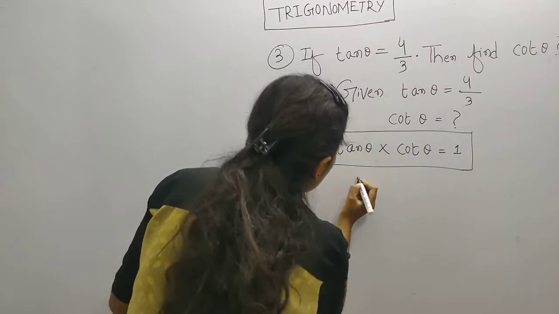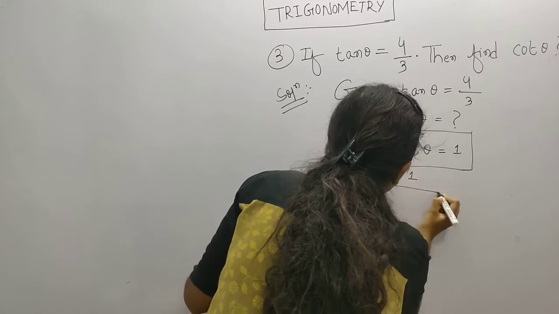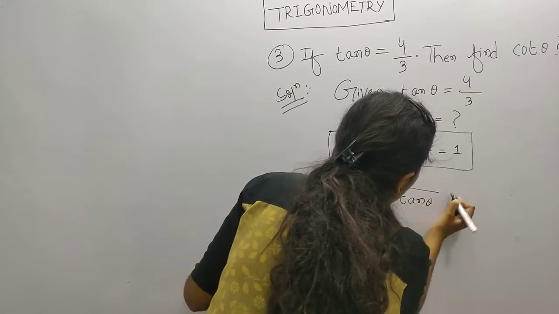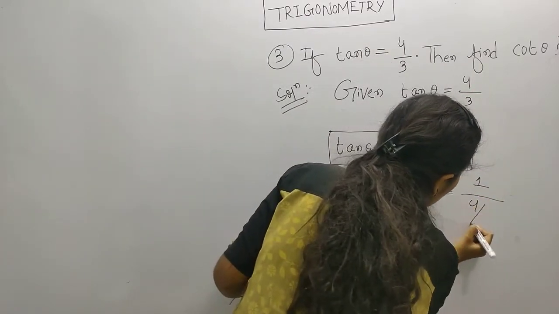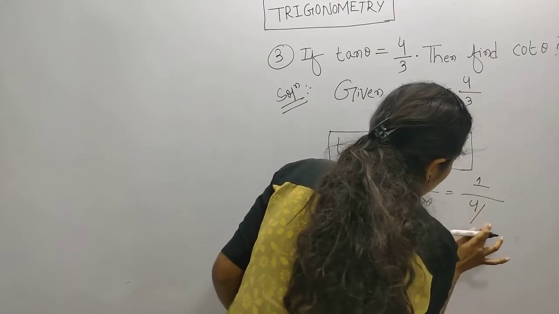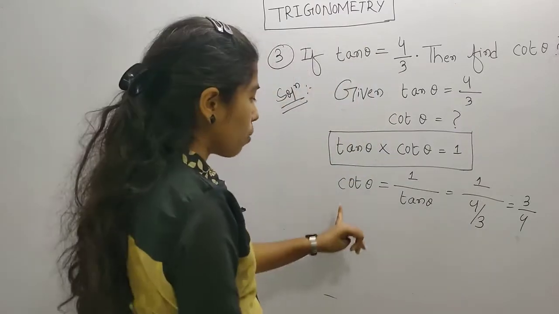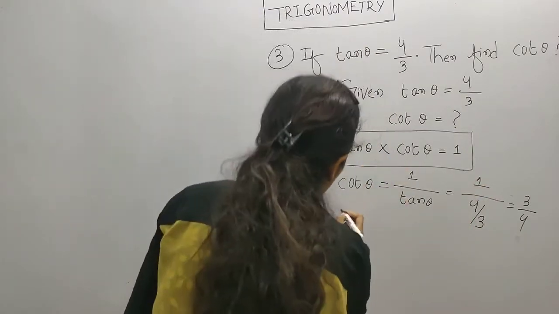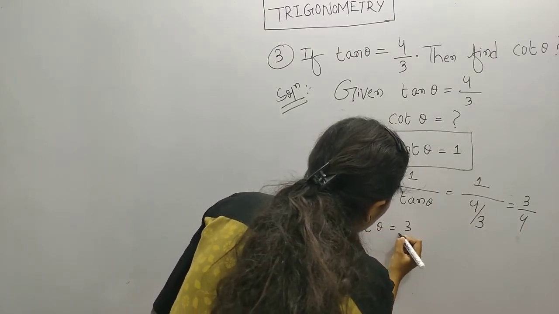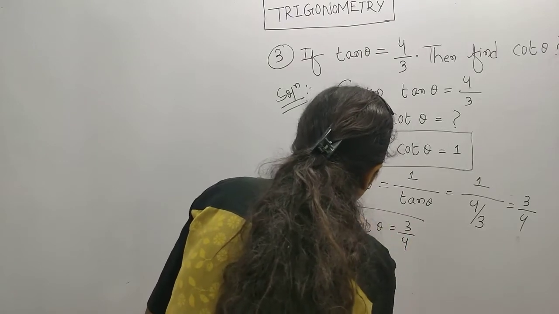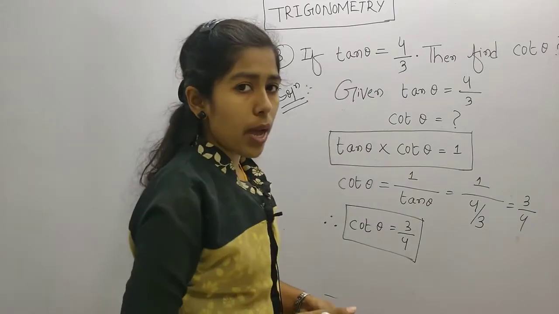So here we know tan theta. So we will bring cot theta. Cot theta equals 1 by tan theta. Tan theta is given as 4 by 3, so it will become 3 by 4. So, how much did cot theta come? 3 by 4. Therefore, cot theta equals 3 by 4. Understood? Cot theta equals 3 by 4.